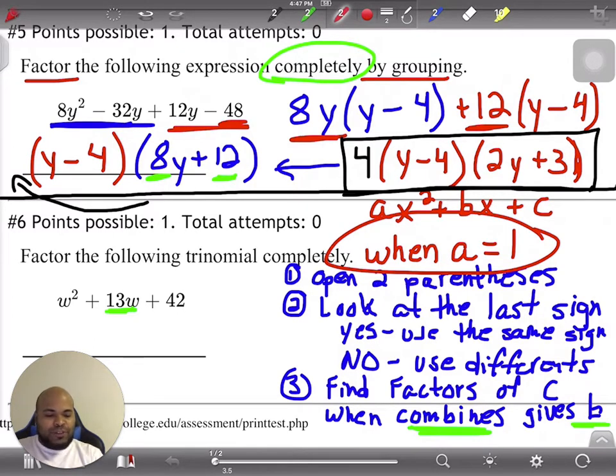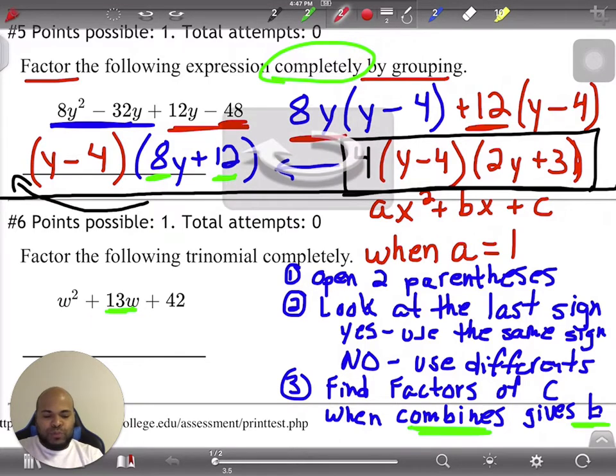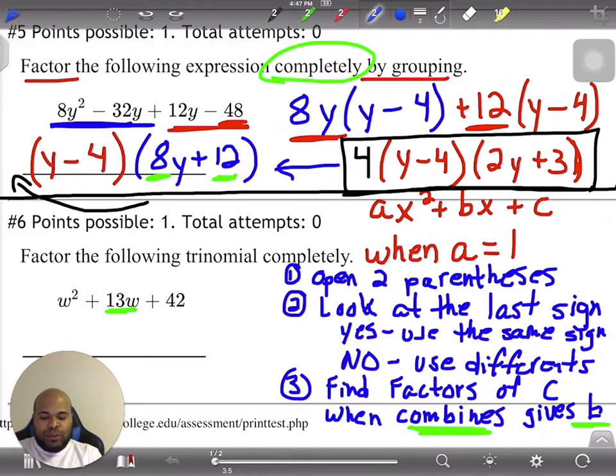So let's factor this problem that says w squared plus 13w plus 42. I wrote the steps for you, 1, 2, 3. They're always the same steps when a equals 1, so I'm going to go through them. The first step to factor these is to open two parentheses. A trinomial factors into two binomials every single time. So I'm going to open two parentheses with the variable that they gave me. Because this is w squared, I'm going to write down w and w.